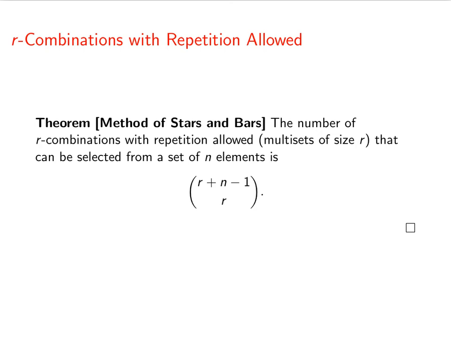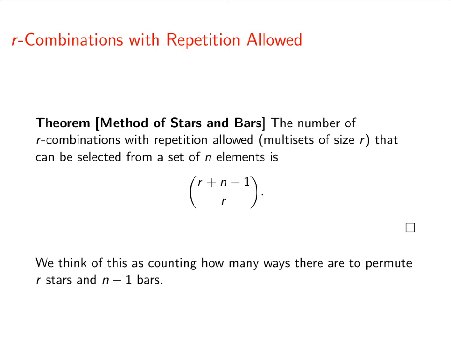All right, so as a general theorem, we have a theorem, which we'll call the method of stars and bars, which says that the number of R combinations with repetition allowed, or we can call them multisets of size R, that can be selected from a set of n elements is R plus n minus 1 choose R.